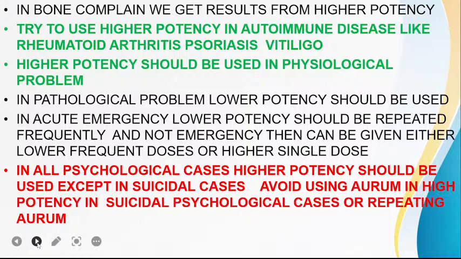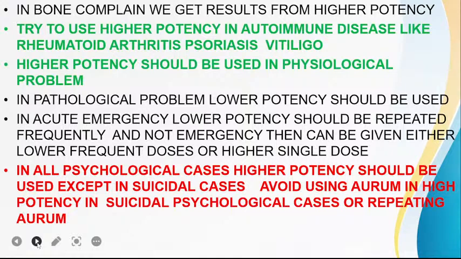This is a point I have seen in many cases of our bone complaints. If a patient is suffering from any type of bone complaint, either arthritis, rheumatoid arthritis, or gout, and you are a single dose prescriber, then suppose a patient of arthritis came to your clinic and I prescribed Sulphur 200. The patient complained, doctor, I am not getting better. After prescribing Sulphur 1M, a higher potency, the patient starts improving so fast.